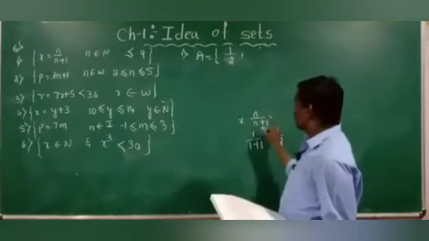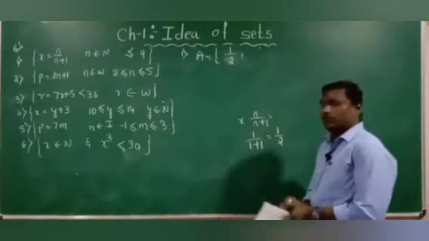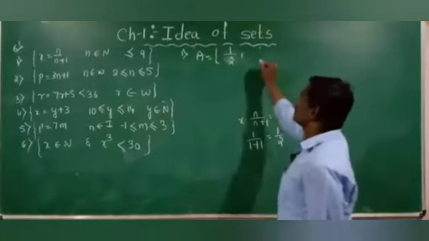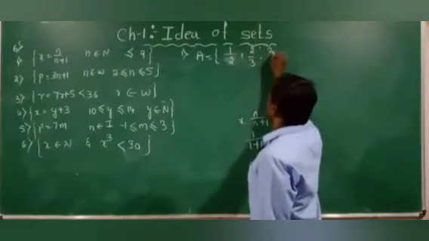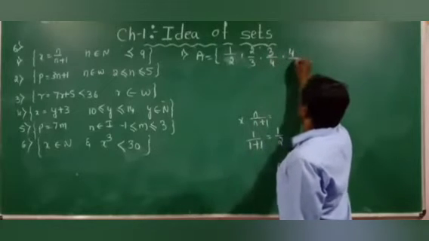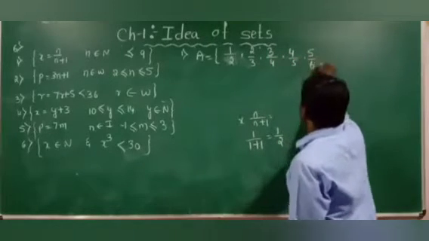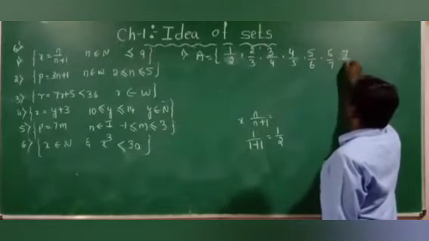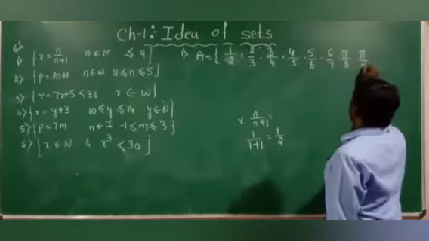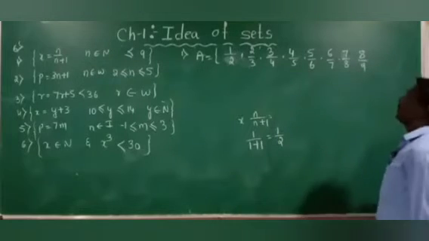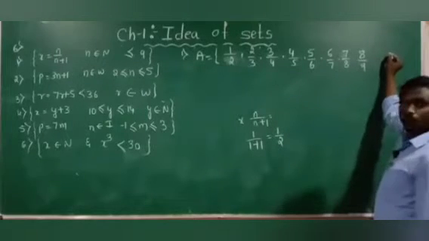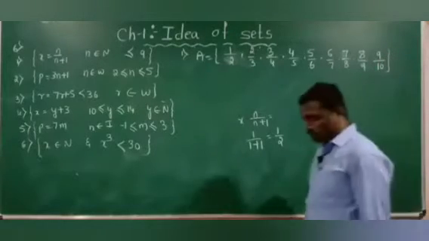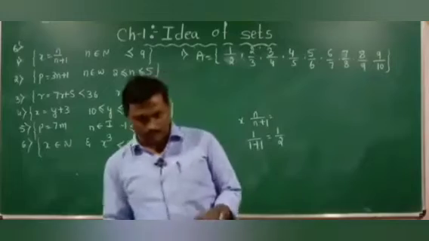Next, in the place of n, now take 2. 2 divided by 2 plus 1 is 3. So 2 by 3. Next 3 by 4. Next 4 by 5. Next 5 by 6. 6 by 7. 7 by 8. 8 by 9, right? Next one, n value is up to 9, no? So 9 divided by 10. So these are the required elements of the first set.